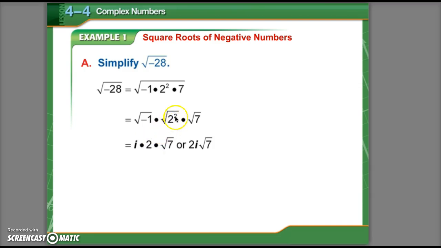The square root of 2 squared, or the square root of 4, if you want to think about it that way, is the number 2. And the square root of 7 you can't simplify. So you just rearrange it as 2i times the square root of 7.